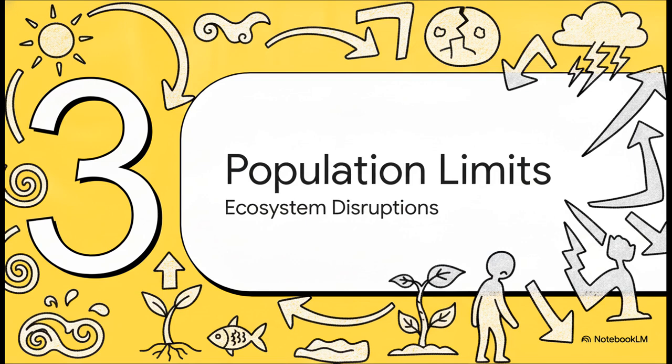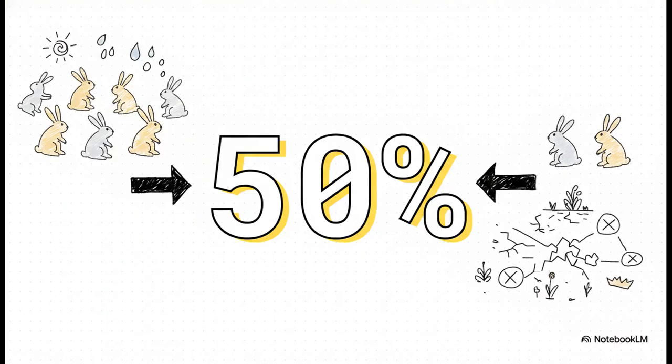Next up, Section 3, Population Limits and Ecosystem Disruptions. We've seen how beautifully an ecosystem functions when it's in perfect balance. But what happens when those delicate resource flows are interrupted? 50%. Just let that massive number sink in for a second. Half. In our mathematical rabbit population model, we track what happens when a thriving ecosystem suddenly takes a hit. When abiotic resources run dry, biotic populations don't just gently adjust, they can literally plummet by half, completely rewriting the entire food web in the process.